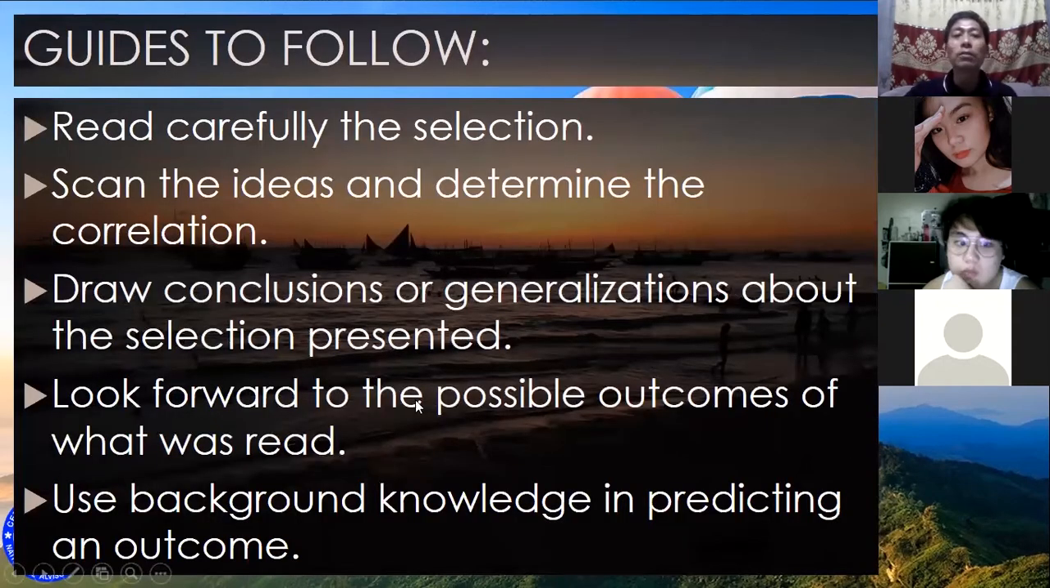Again, here are the guides to follow. So you read carefully the selection, then you scan the ideas and determine the correlation. Then you draw conclusions and generalizations about the selection presented. Look forward for the possible outcomes of what was read and use background knowledge in predicting an outcome. Again, this is knowledge creation because you are using the details that you have learned through reading, and then adding your own knowledge and experiences, like your knowledge of trends, and then you compare the facts that you have gathered so far, and then you form a conclusion.